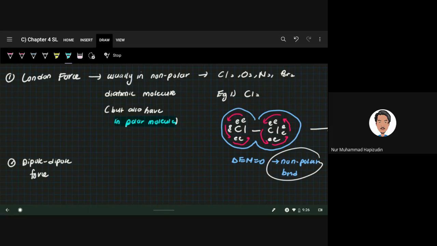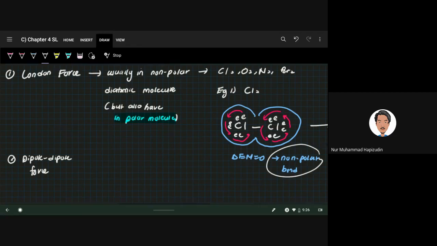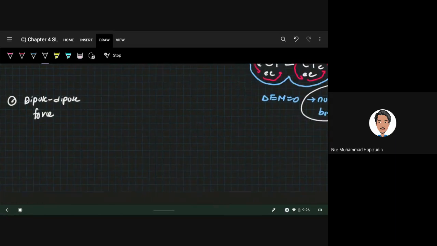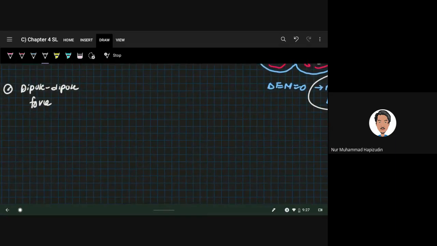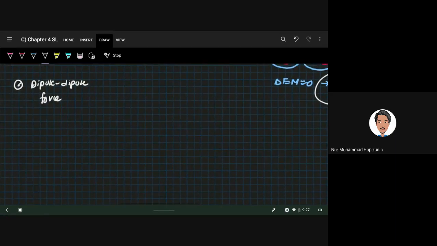Okay, apa yang saya buat ni semua ada dalam nota yang saya screenshot tu, yang saya bagi kat dalam WhatsApp. Kamu boleh buka balik nota saya tu. Lebih kurang samalah lukisan dia semua. Boleh ke kita proceed? Dipole boleh?